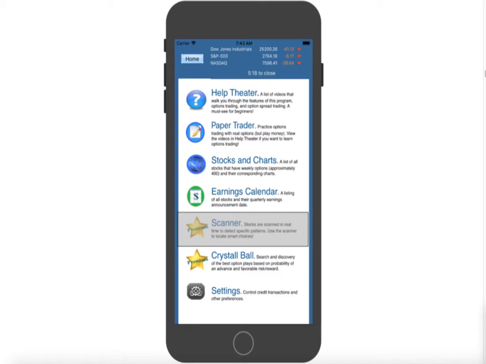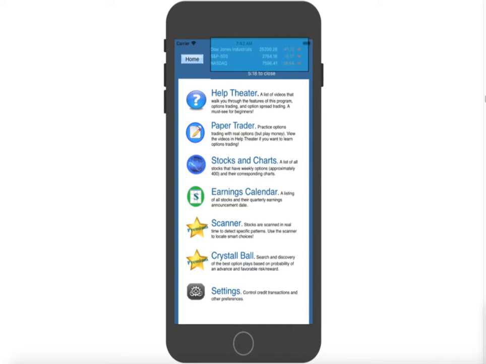Scanner and Crystal Ball are what we call premium services. I'll go over those briefly in a few minutes. But those are in-app purchased items. The other items are free. And then settings can control various settings of the app.